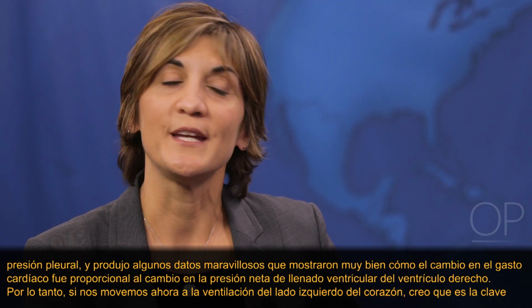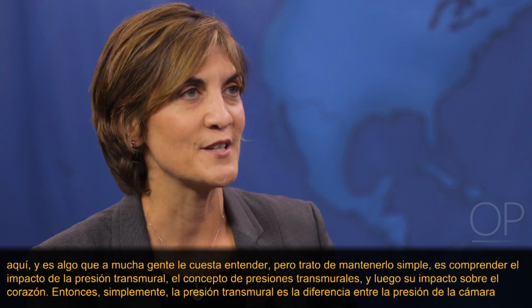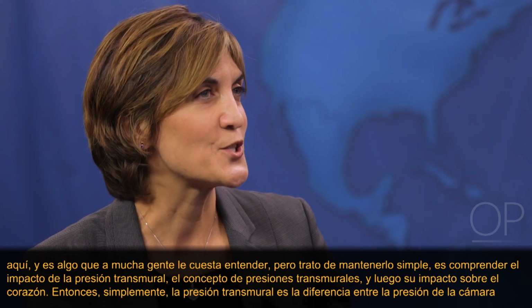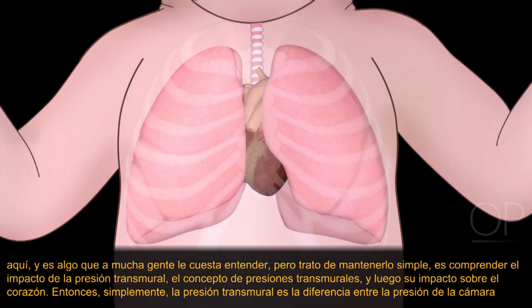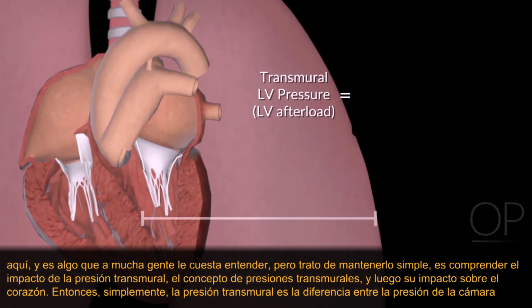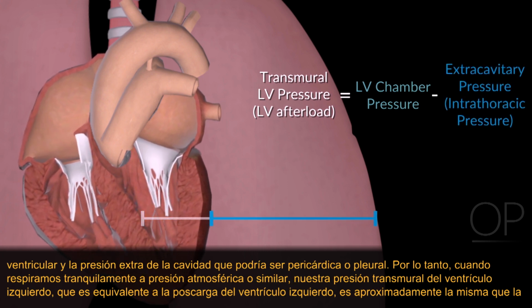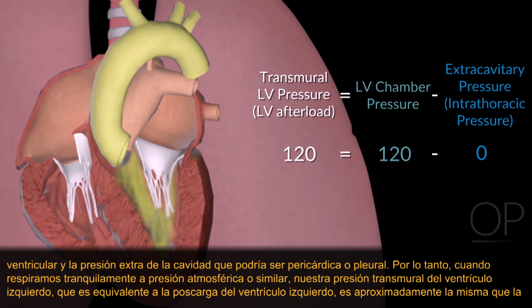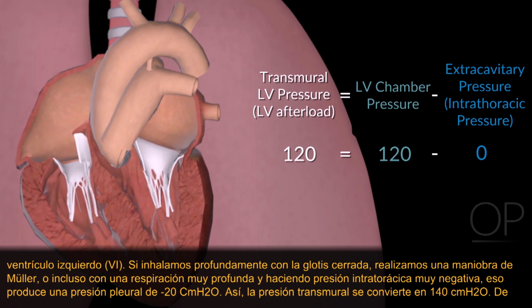So if we move on now to the ventilation of the left heart, I think the key here, and it's something that a lot of people have struggled with getting their heads around, but I try and keep it simple, is to understand the impact of transmural pressure, the concept of transmural pressures, and then their impact on the heart. So simply put, a transmural pressure is the difference between ventricular chamber pressure and the extracavitary pressure, which could be pericardial or pleural. So when we breathe quietly at atmospheric pressure or around that, our transmural left ventricular pressure, which is equivalent to the afterload that the left ventricle sees, is about the same as LV pressure.